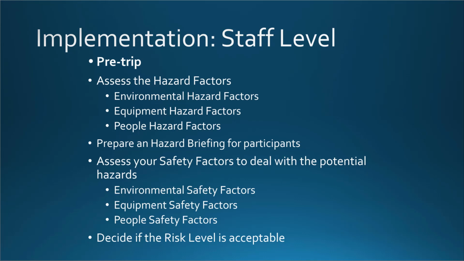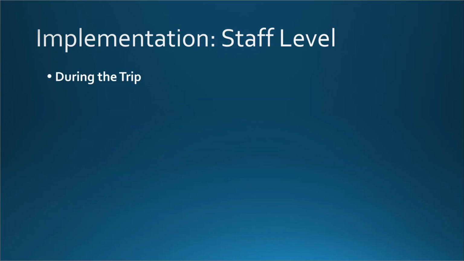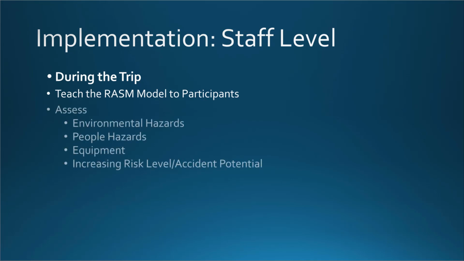During the trip, now you've got the RASM model to help you manage your trip or your event. Whenever you can, teach the model to participants. That's going to help them with their own self-care. Assess the environmental hazards, the people hazards, the equipment, look at the increasing risk level, the potential for accidents, and follow through with the sort of 7 steps that we talked about.